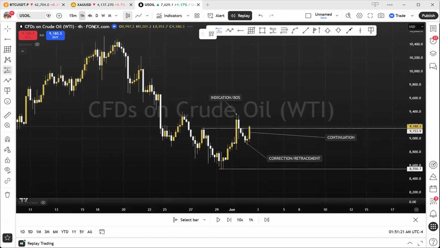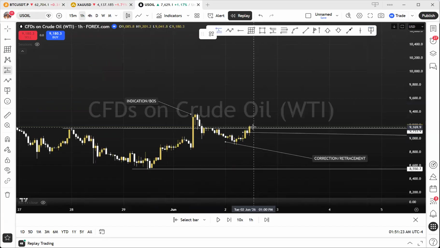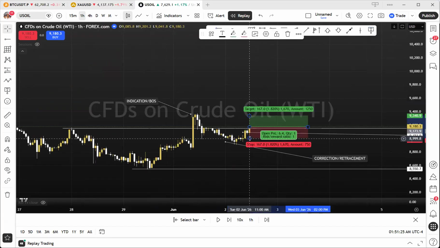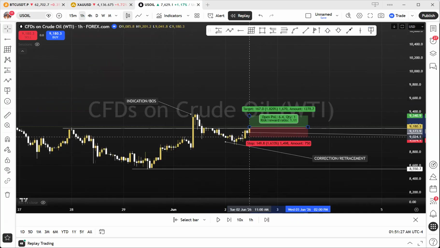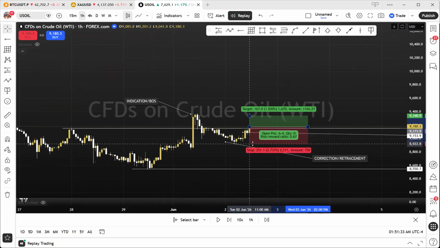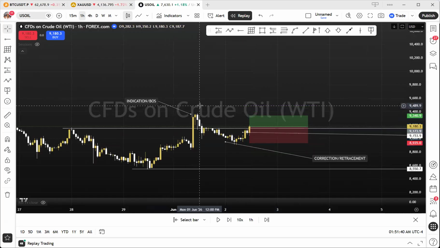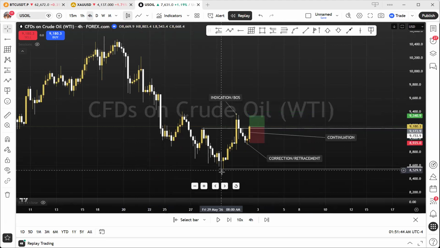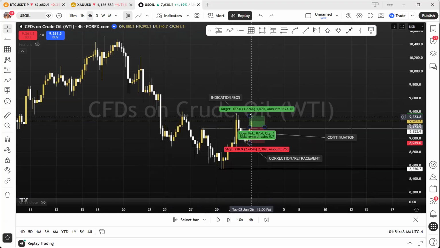Some people go to the 1 hour to try and find structure. If this breaks here, the stop loss is usually below the candle most times, but you can be a little bit safety conscious by putting it below here, below structure, definitely. And what do you do? You let price play out.